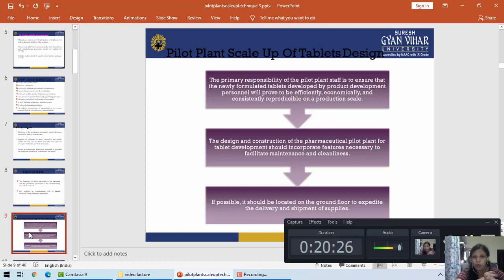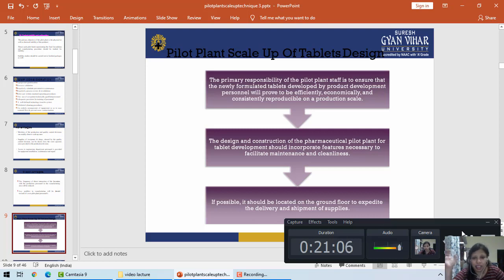The primary responsibility of the pilot plant staff is to ensure that the newly formulated tablet developed by the product development persons will prove to be efficiently, economically and consistently reproducible on a production scale. That means if we use the proper formula, there should be the same reproducible production rate, and an economical and efficient product should be formed. This is the first thing related to the tablet design.